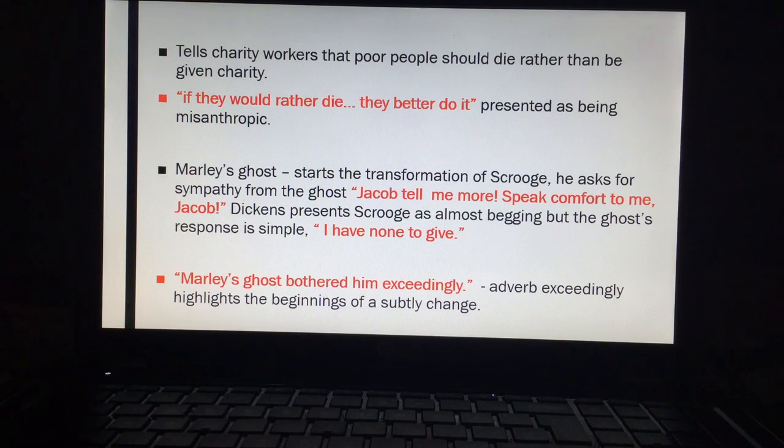Now, we also get Marley's ghost bothered him exceedingly. Now look at your adverb, exceedingly. It really does highlight the beginnings of a subtle change. Oh, apologies, I've made a typing error there. I've put subtly change instead of subtle. I do apologise. So the adverb exceedingly highlights a subtle change within him because he's bothered. Look at that word. Okay, so we have the beginnings of the change in Scrooge.